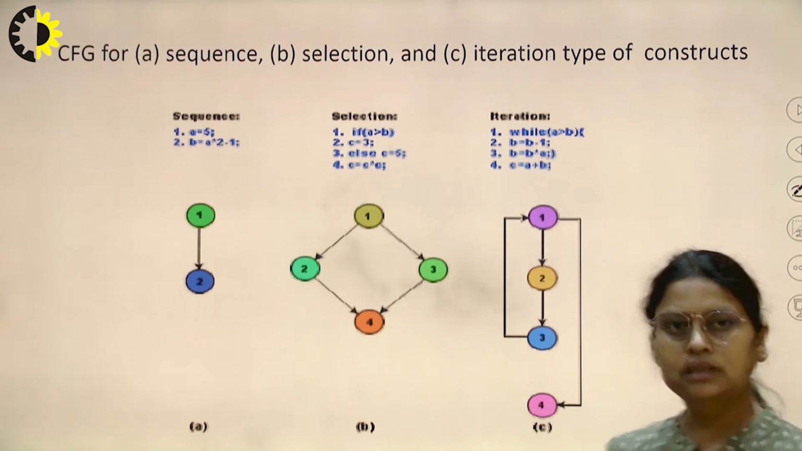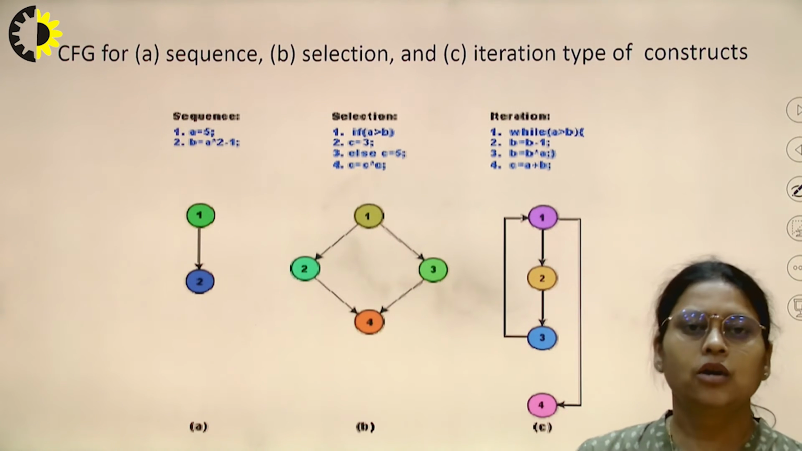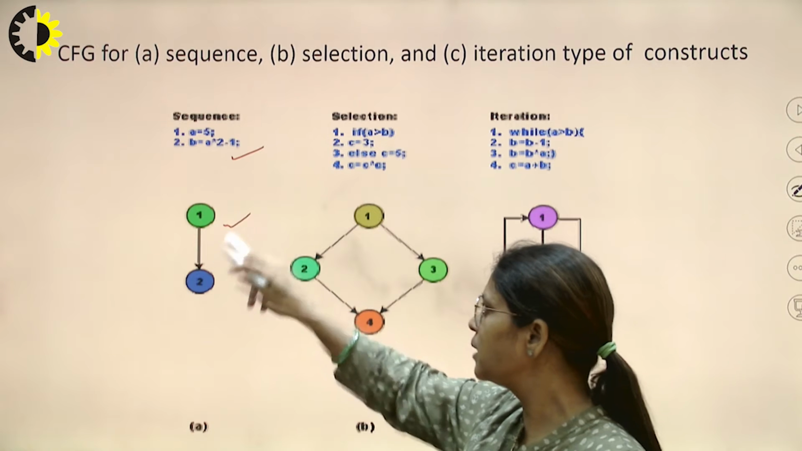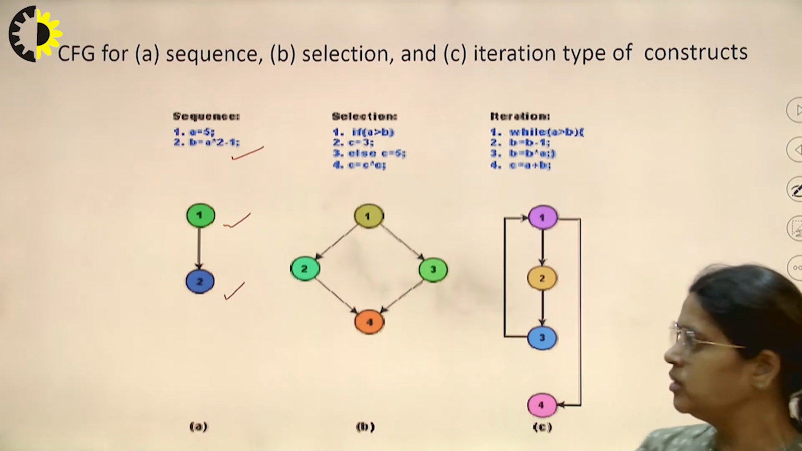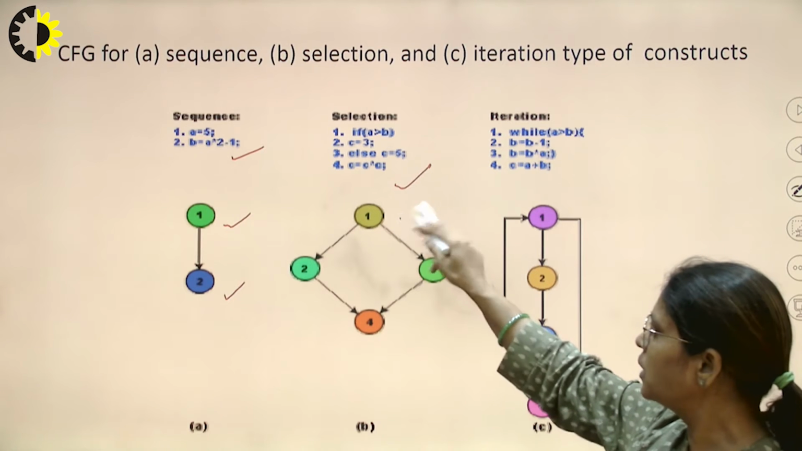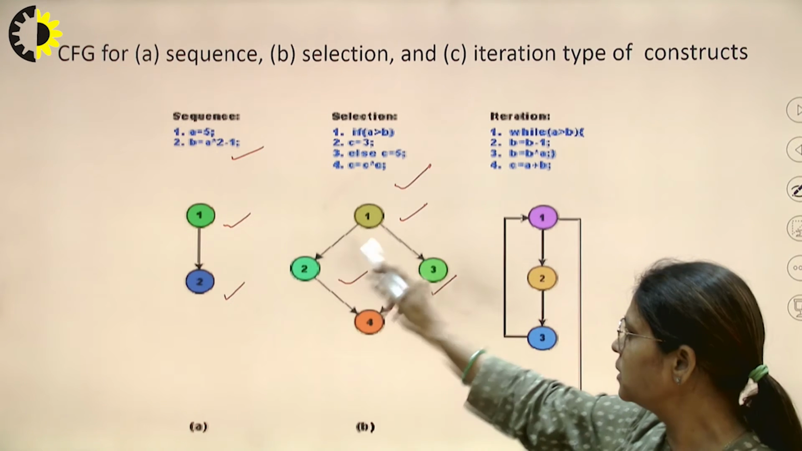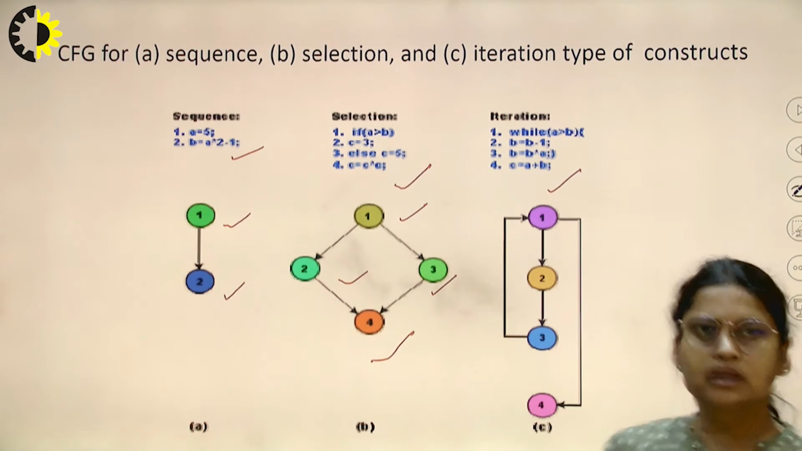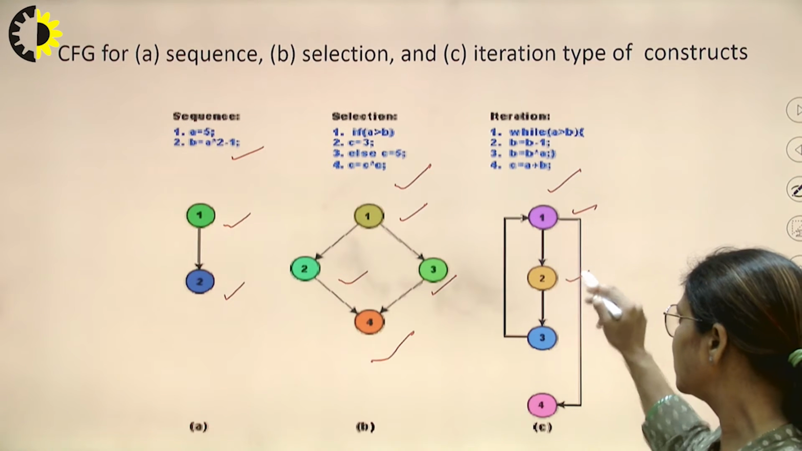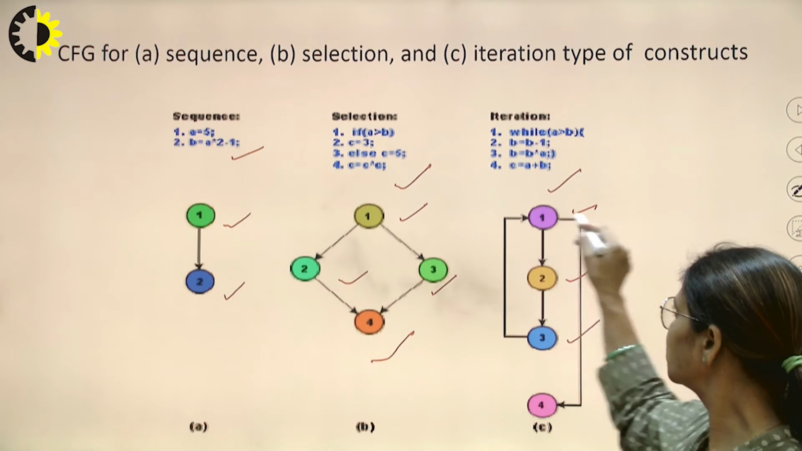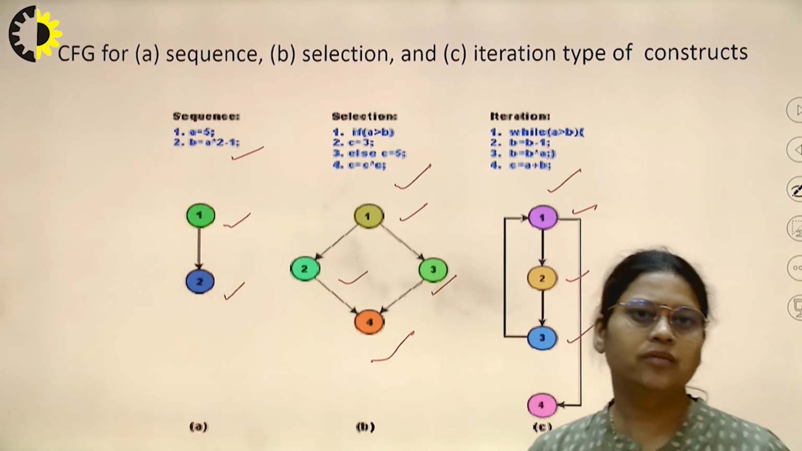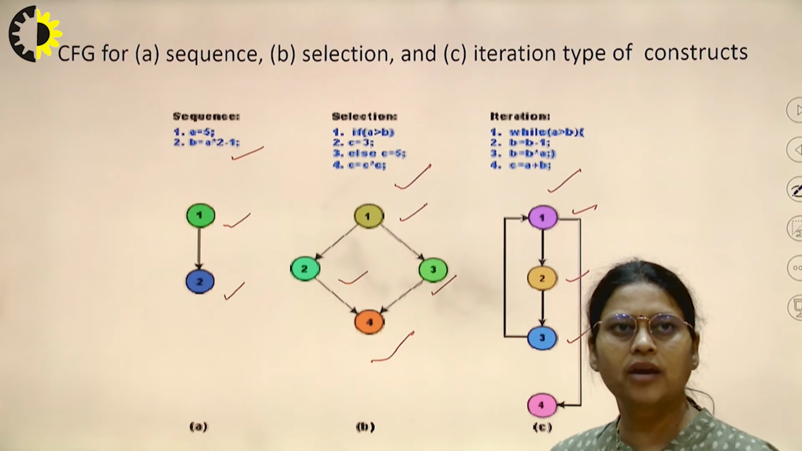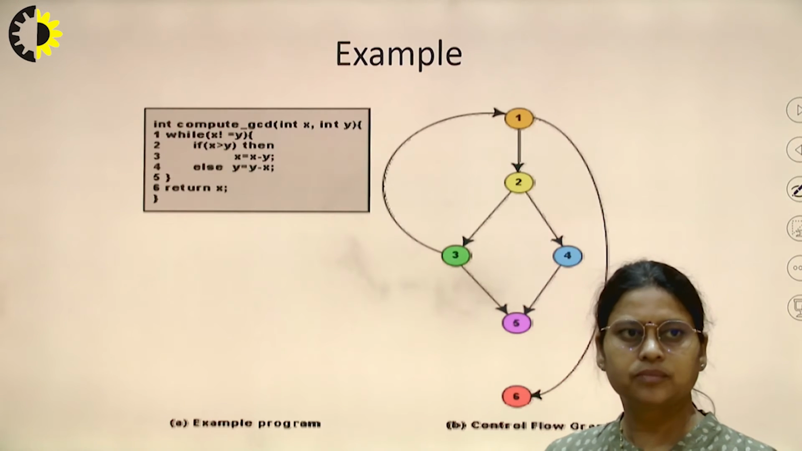These are some examples for creating the control flow graph of the given program. Suppose we have two sequence statements, then we have to convert them into the CFG. If we have this if-else condition, then we have to convert it as: if, then this executes, else then that, and then exit. Similarly, for the while statement, we start with this condition, then execute this, and repeat this process until it terminates. So these are some CFGs for sequence, selection, and iteration types of constructs.